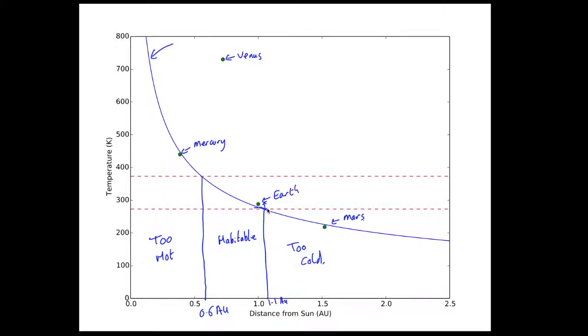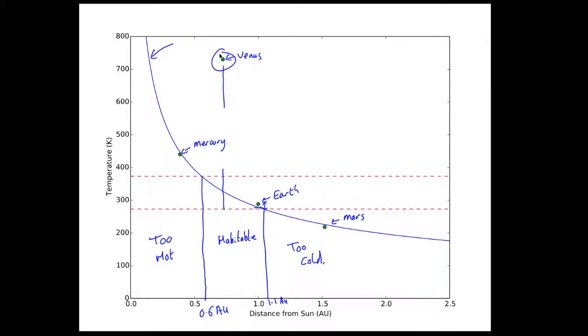So that's good. Earth is habitable. We knew that. How about the other planets? Well, Mercury is clearly too hot. Mars is clearly too cold. Venus, though, should be right in the middle of the habitable zone. But instead, it's incredibly hot. Far too hot to be habitable. So this calculation is clearly a bit too simple.